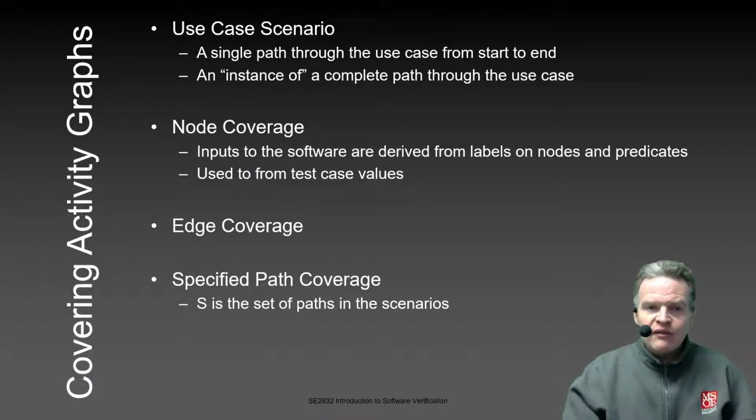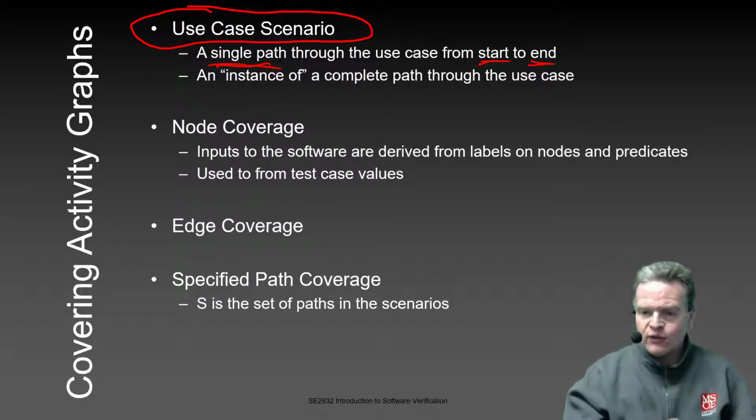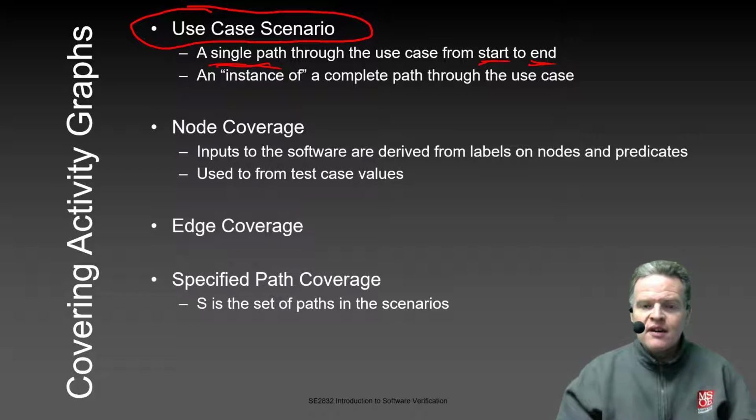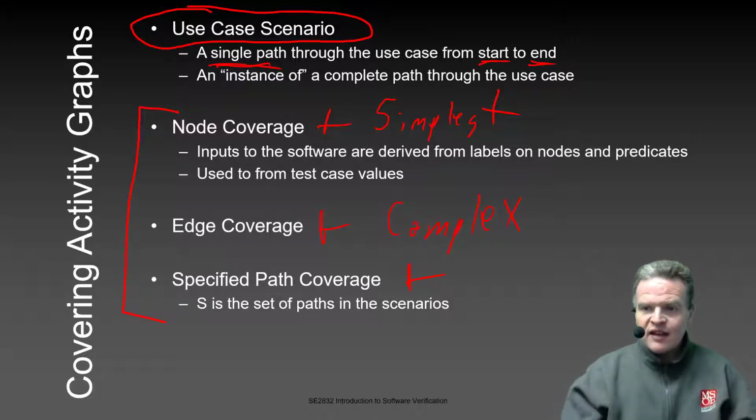So covering activity graphs, we have the concept of something called a use case scenario. A use case scenario essentially is a single path through the use case from the start to the end. It's essentially how we walk through this user activity. We can then use different coverage models on this graph to figure out how to do our testing. The simplest is going to be node coverage. We may get something more complex, which is edge coverage, and then a more advanced one called specified path coverage, where we look at the specific paths that we need to take. Let's take a look at this.